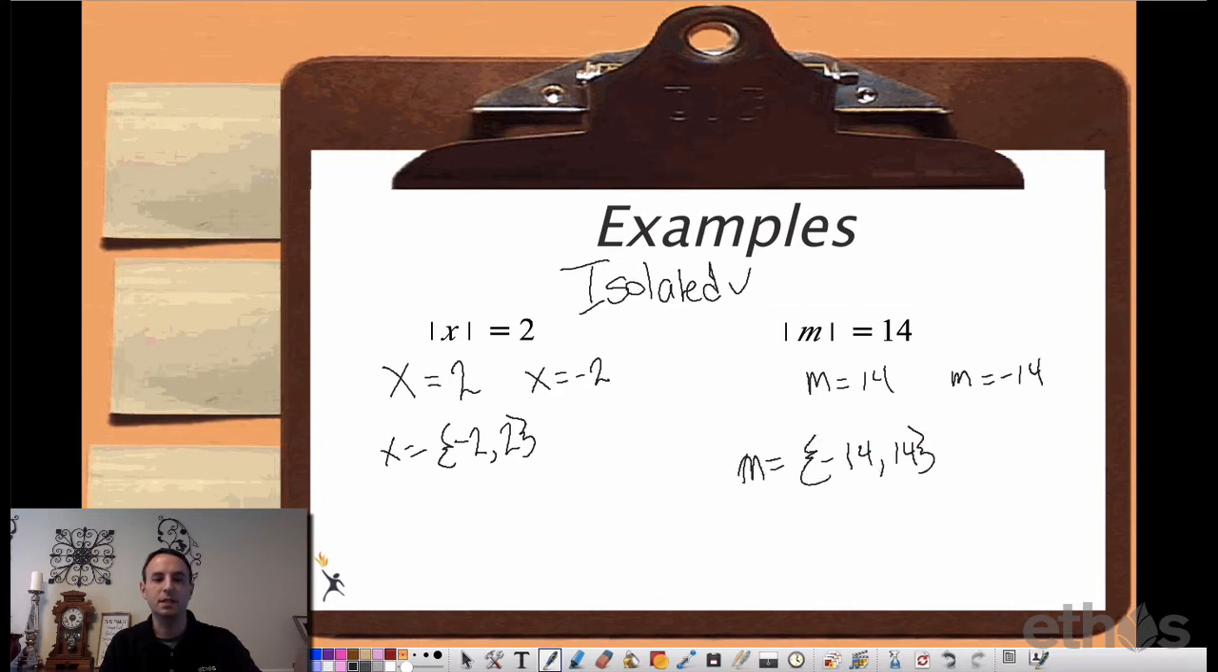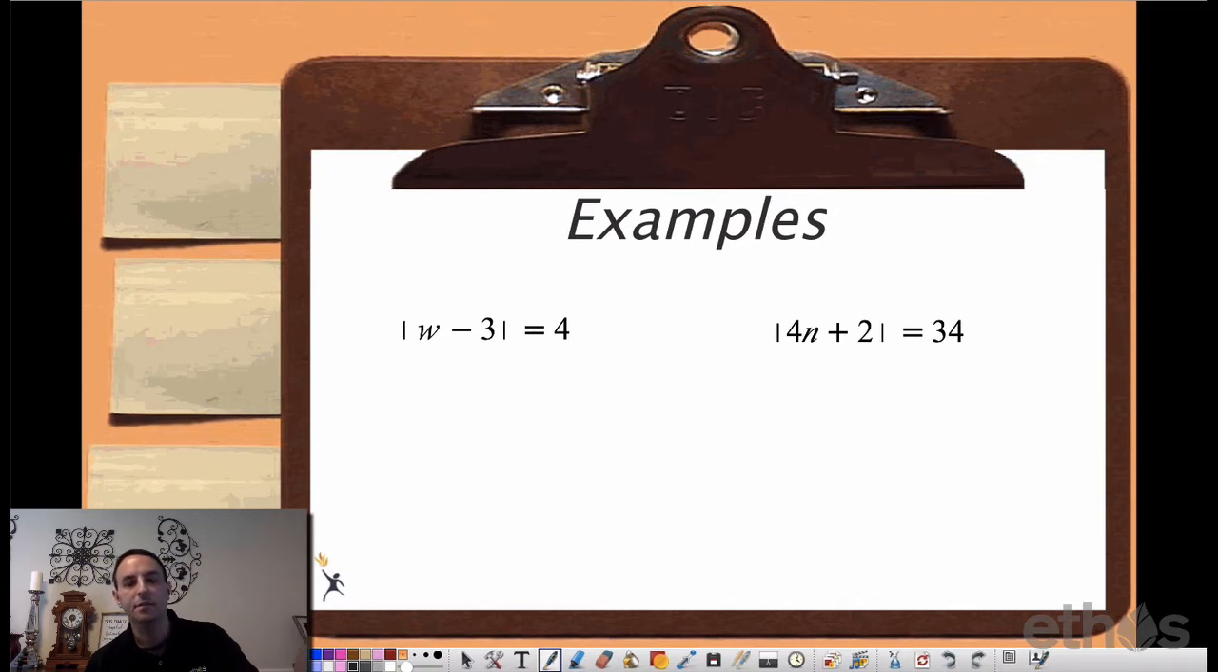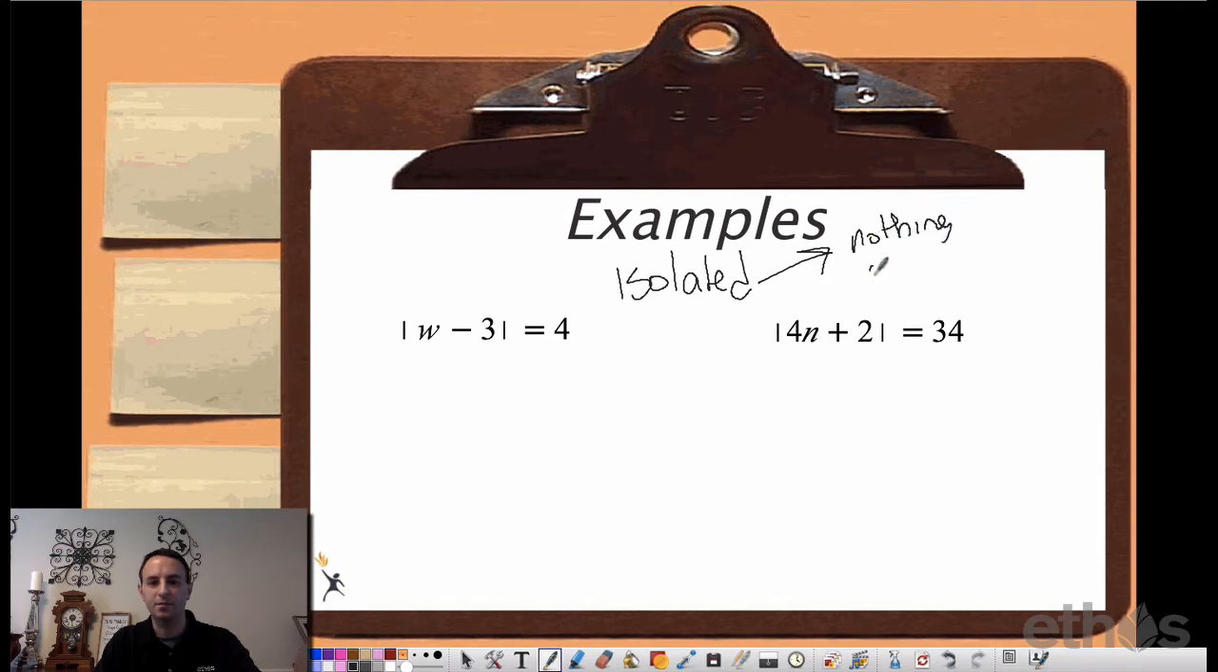Okay, so now let's take it up a step. These are also isolated equations. What I mean by this is that there's nothing outside the absolute value notation. Now it breaks up into the same 2 steps: w minus 3 is equal to 4, but w minus 3 is equal to -4 as well.